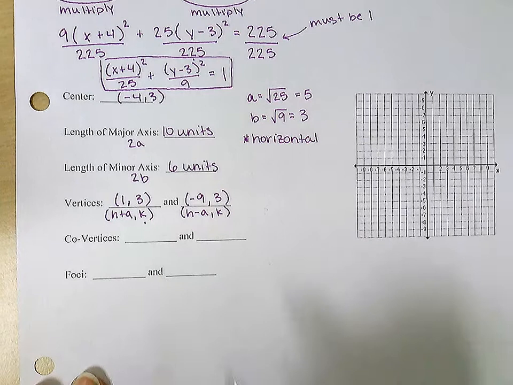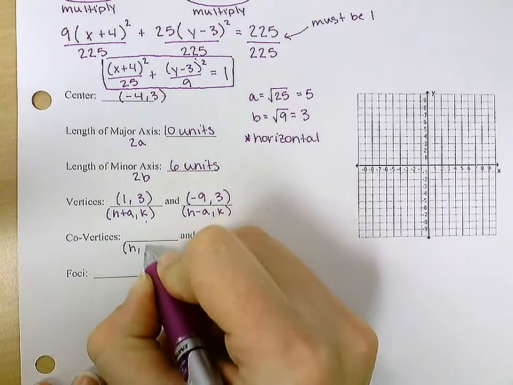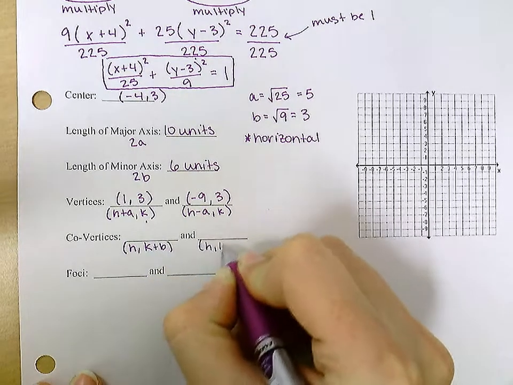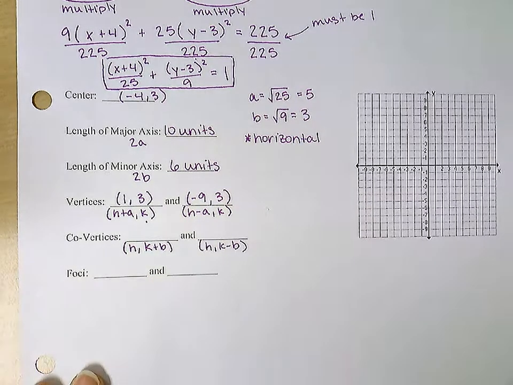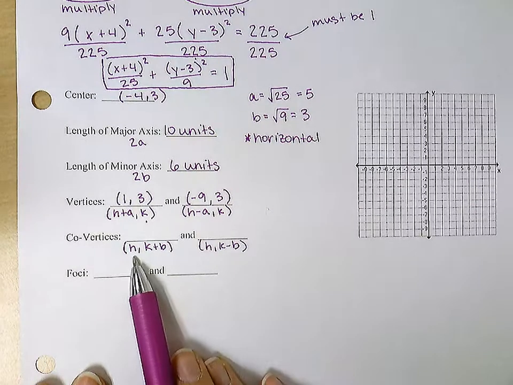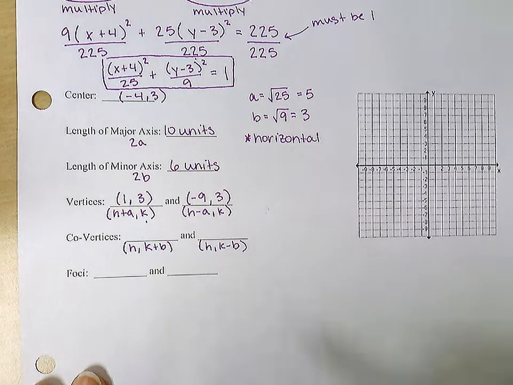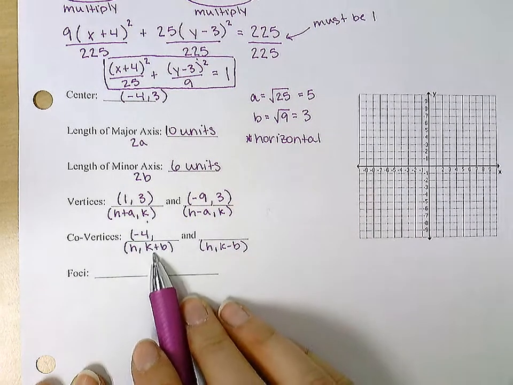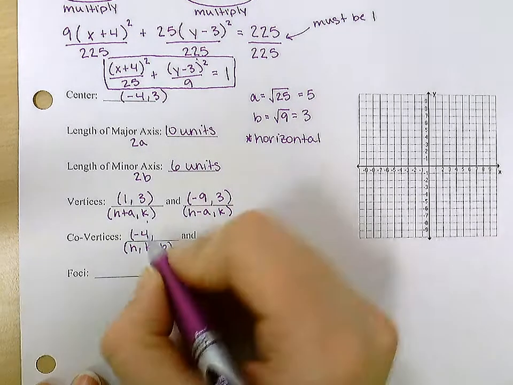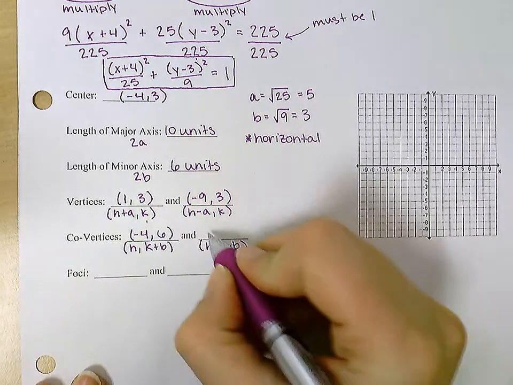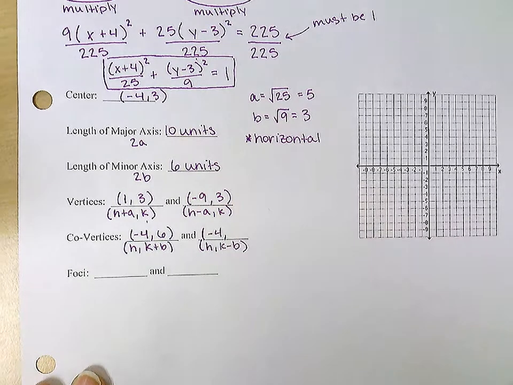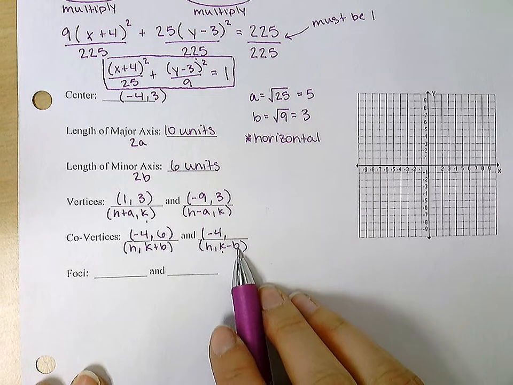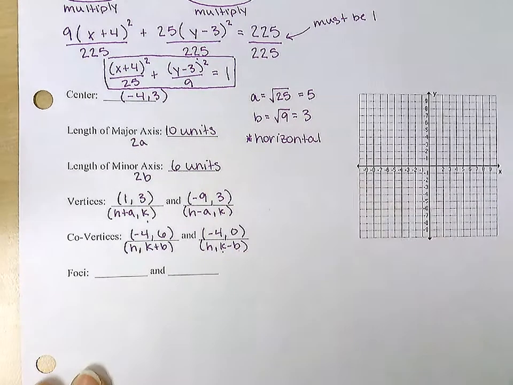Our co-vertices are at H, K plus B and H, K minus B. So our H value should stay the same from our center. So that's at negative 4. Take our K value of 3, add on 3. See, it's 6. Same thing with the second one. H is the same at negative 4. Taking our K value of 3, subtracting B is 3 to get 0.